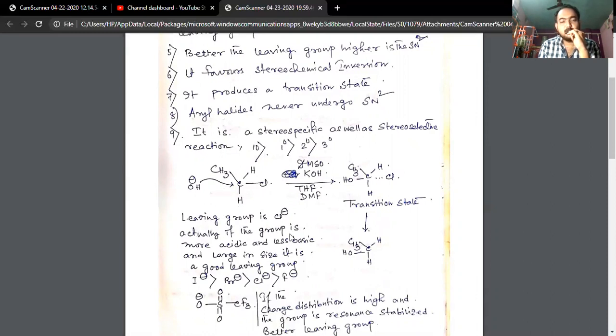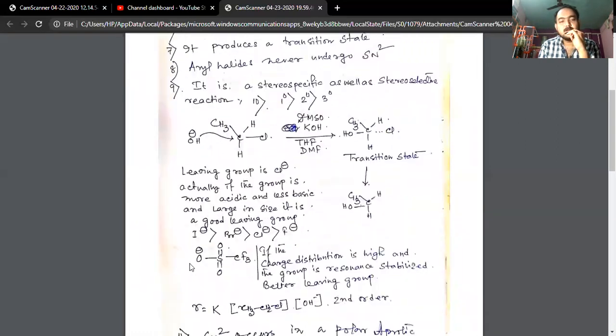Actually, if the group is more acidic and less basic and larger in size, it will act as a good leaving group. So you can find that I minus is larger in size than Br minus, which is larger than Cl minus, which is larger than F minus. So if I is present, then the reaction is faster than CH3Br, CH3CH2Br. If Br is present, then the reaction is faster than chlorine. If chlorine is present, the reaction is faster than fluorine.